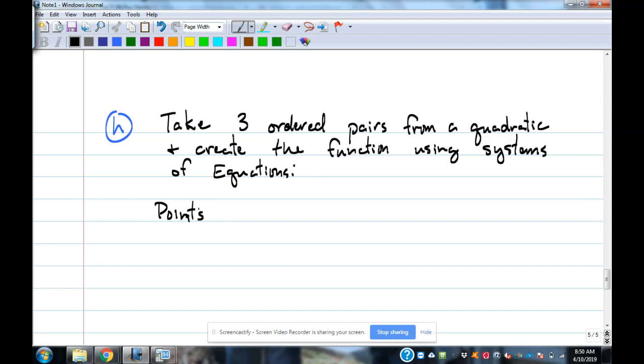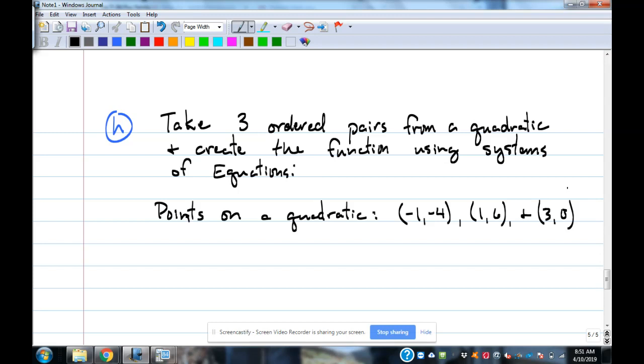I'm not going to draw a graph. I'm just going to give you some points, points on a quadratic. So remember that section, they would have a graph drawn, and you would see 3 ordered pairs marked. Those ordered pairs might be (-1, -4), (1, 6), and (3, 0). One happens to be an x-intercept. That really doesn't matter.